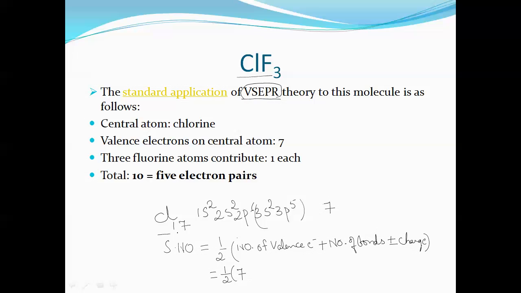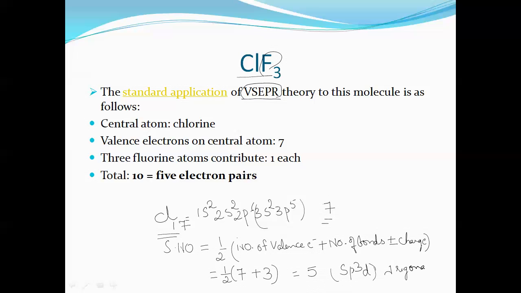So half into the number of valence electrons, which is 7 for chlorine, a seventh group element, plus the number of bonds. It is connected to 3 fluorine atoms, so the number of bonds is 3, and there is no charge. So the steric number is 5. If the steric number is 5, the hybridization is sp3d, and the structure will be trigonal bipyramidal.